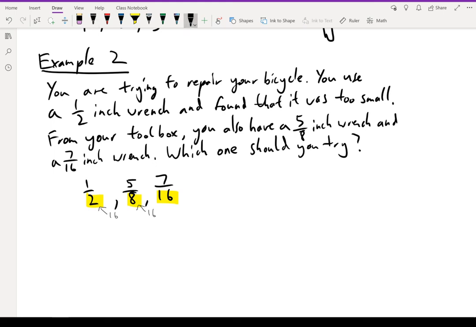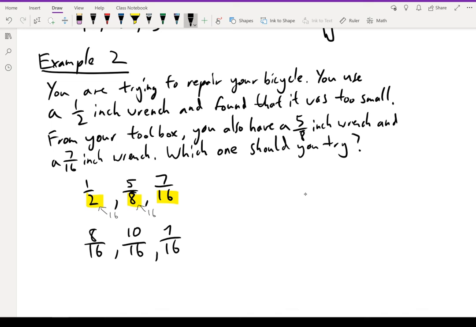So you can probably easily find the equivalent fraction for 1/2 with 16 at the bottom. 2 times what is 16? Times 8. So the top will be times 8. So this will be 8/16. And then 5/8: 8 times 2 is 16. So 5 times 2 becomes 10/16. And already you can see that 10/16 is slightly bigger than 8/16, which is a good sign. And then we also have 7/16, which is smaller than 8/16.